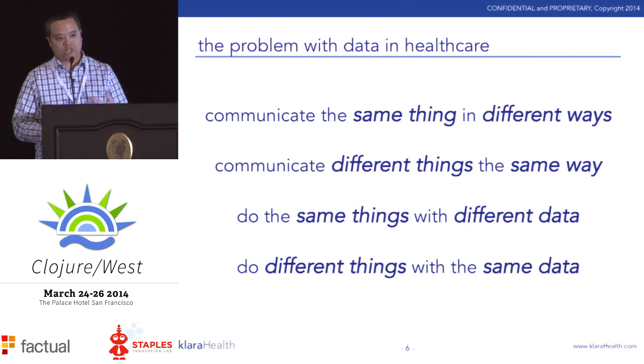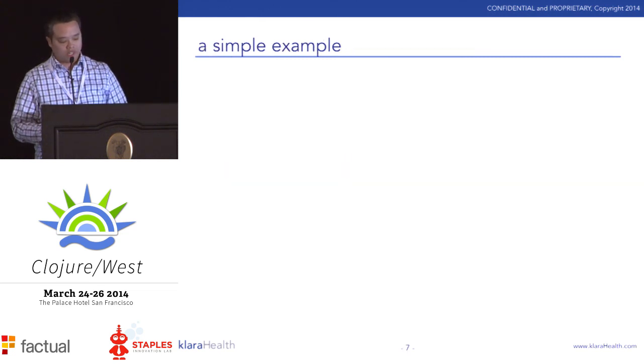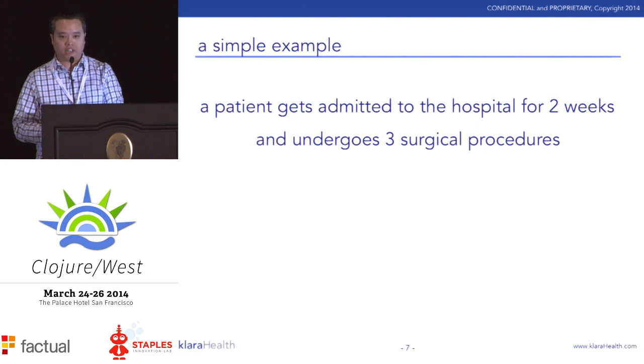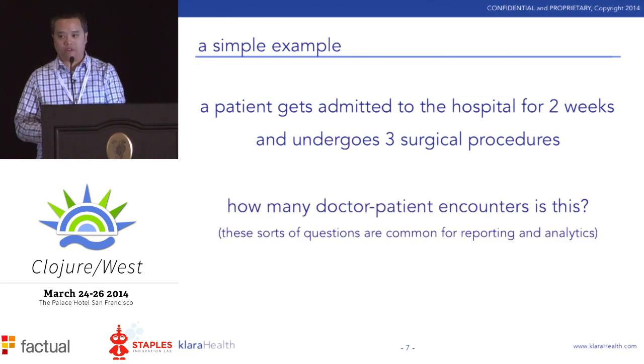And at the same time, we're trying to use that data to do resource management, supply chain, make sure that we have enough vaccines on order. So we're all trying to use the same data, but we're doing very different things with it. Back to this example of an encounter. Let's say you're a patient, you get admitted to a hospital for 2 weeks, and there's 3 surgical procedures during that time frame. Simple question to ask is, how many encounters is this?